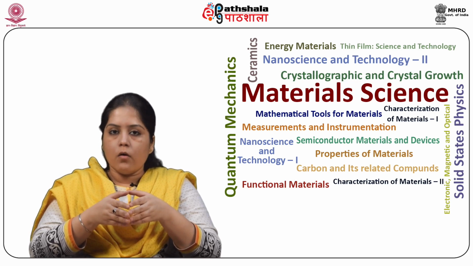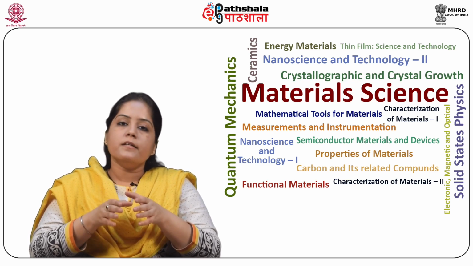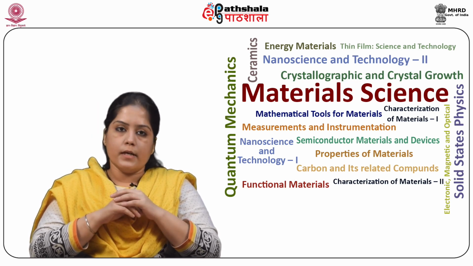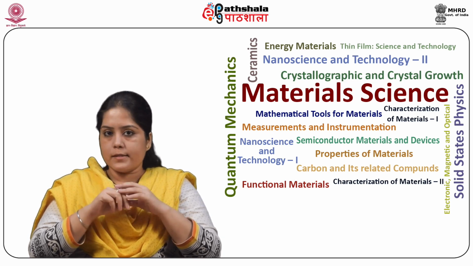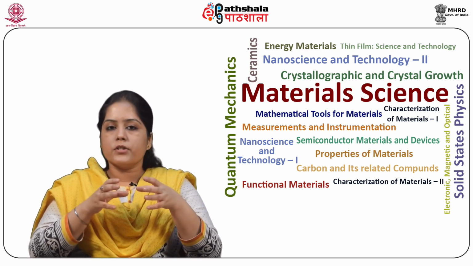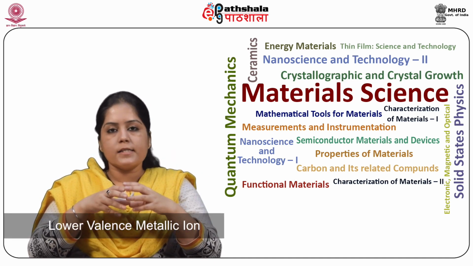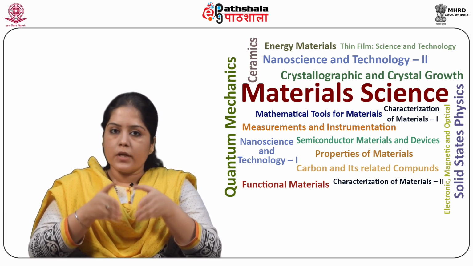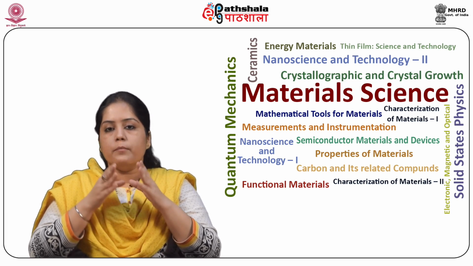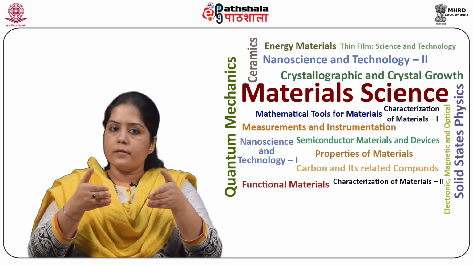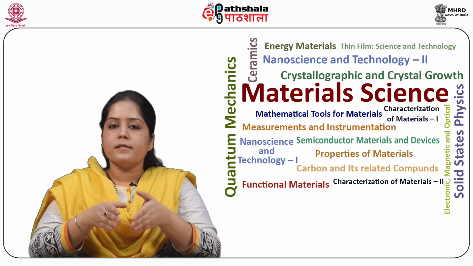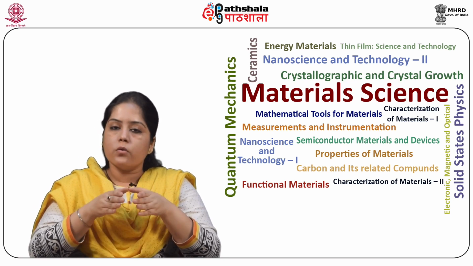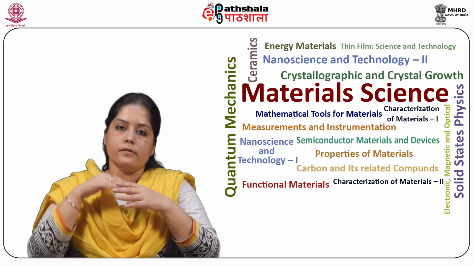Effect of alloying on oxidation. Let us consider a case of N-type oxide, for example, zinc oxide. So we'll consider two cases. First case is the introduction of lower valence metallic ions in the oxide. So in this case, the concentration of interstitial metallic ion increases and the number of excess electrons decreases. A diffusion controlled oxidation rate increases.